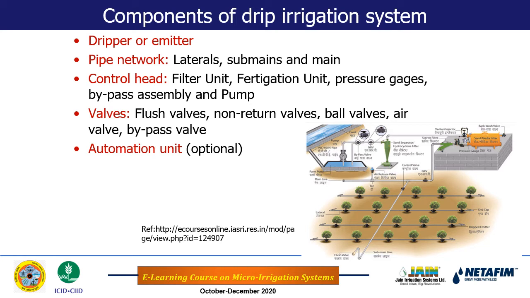If you can have part automation of the drip irrigation system, or full automation, this part will be covered later on as well. And besides this, I have also shown another representative figure of the drip irrigation layout showing all these components, right from the dripper or emitter, pipe network, control head, valves and automation unit.